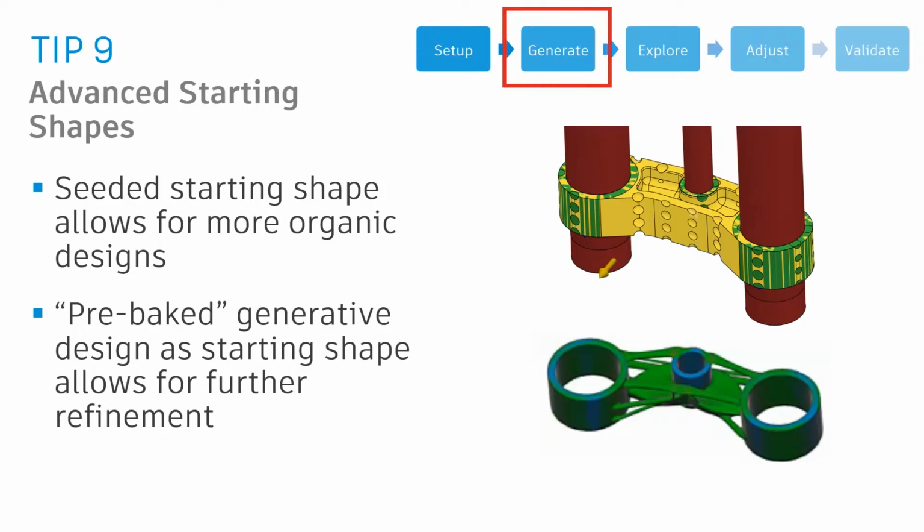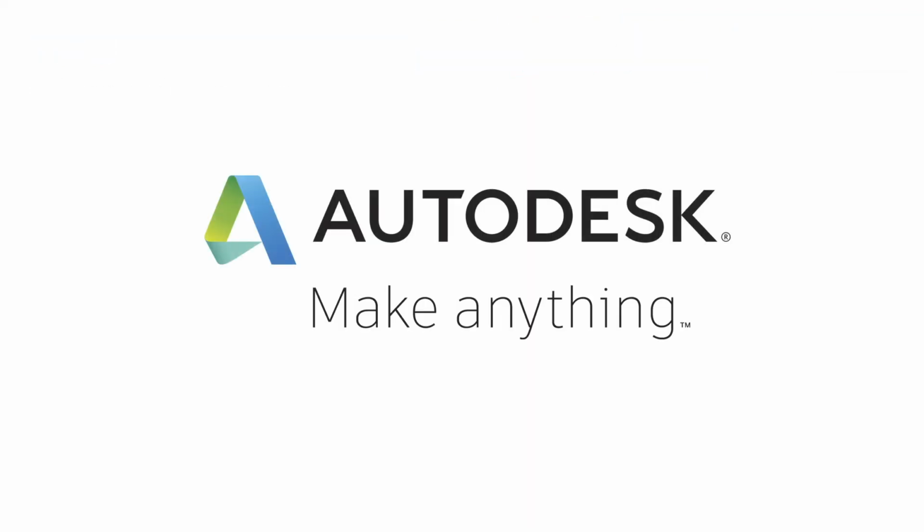So let's say you solved one to a factor of safety of 2, but then you realize you'd really like to go to a factor of safety of 1.5. By bringing in that exported CAD geometry, it allows you a starting point to further refine what's already been generated.